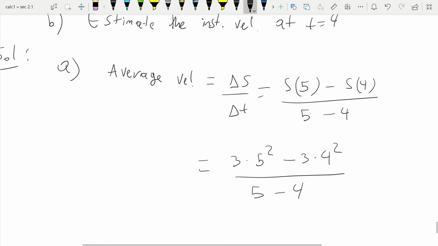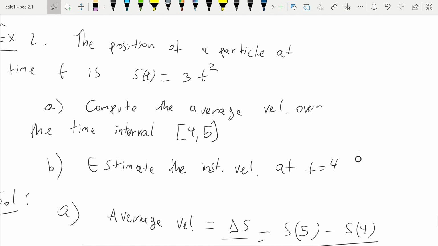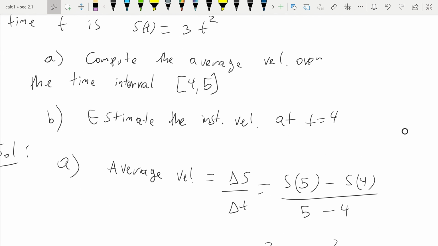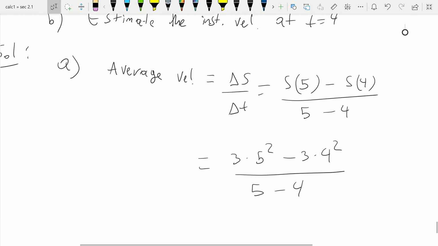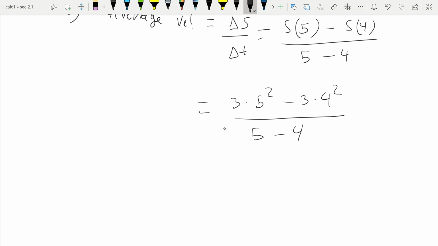minus 4. Remember, the s of a number corresponds to multiplying by 3 the number that you have inside the parenthesis, squared. So here is 3 times what's inside of s, which is 5 squared, and again s of 4 will be 3 times what's inside, which is 4 squared. This gives us 3, we have a common factor of 3, times 5 squared, which is 25, minus 16, all that divided by 5 minus 4, which is 1.